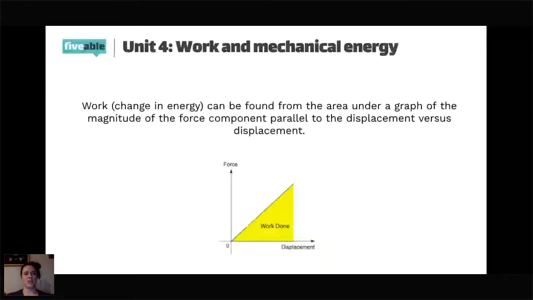And your work, your change in energy, can be found from the area under a graph of the magnitude of the force component parallel to the displacement versus the displacement. So if you have an FD graph, your work is the area underneath. Okay? All right.